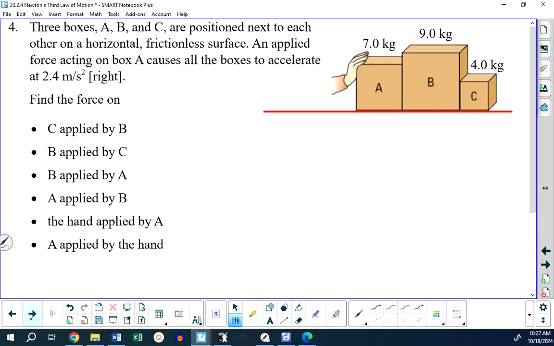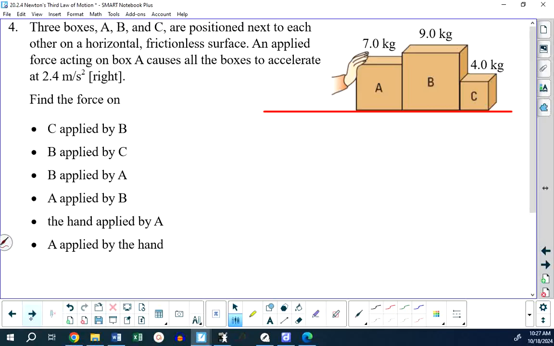Three boxes, A, B, and C, are positioned next to each other, and they're on a horizontal, frictionless surface. What's going to make example 5 more complicated is we're not going to use frictionless. We'll have friction. You know frictionless is a fairy tale, right? It's just what we do so we can learn the basics of physics, and then we wake up and go, wow, geez, there's friction. What are we going to do? And we figure it out then.